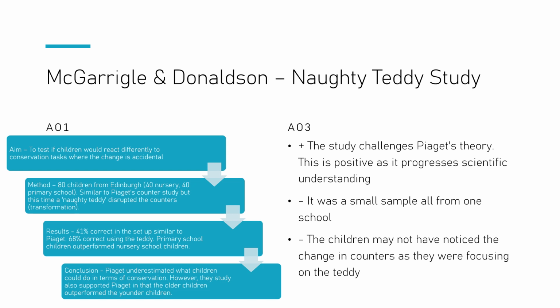What they also found was that the older children were better. So this actually supported Piaget's theory. So it's not black and white saying it goes against or it supports. Part of the findings supported what Piaget was saying. Part of the findings suggested that it maybe wasn't completely accurate. So that's your AO1 for this study.